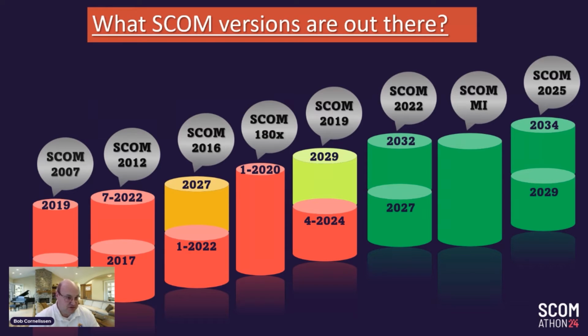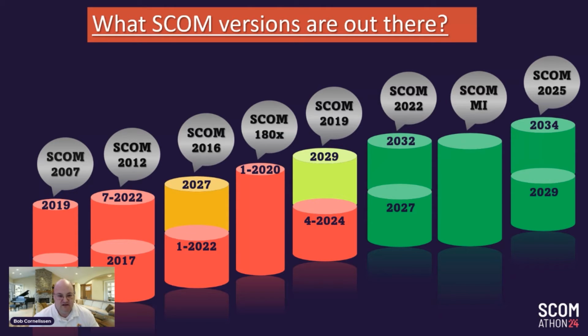We have here SCOM 2022 listed as the current version, and we have SCOM MI listed here as well to the right, which is today a version of SCOM 2022, but living in the cloud and with a little bit of changes in the infrastructure. And SCOM 2025 is expected to be released with Windows Server 2025 in the last few months of this year. As you can see, we want to be moving up to 2022 at least, and we know many are on versions lower than that.